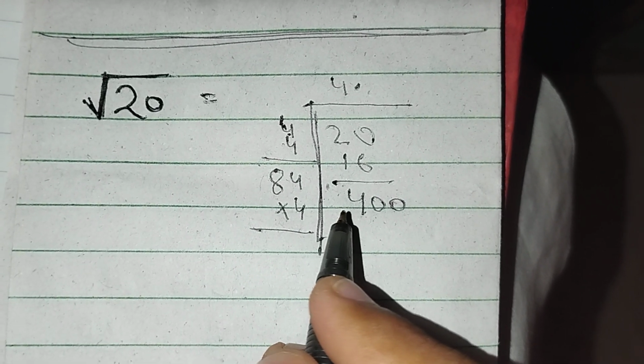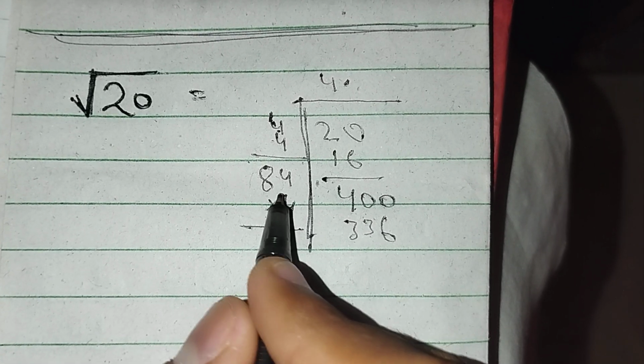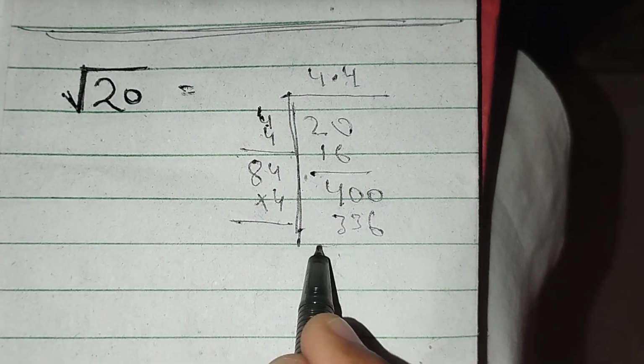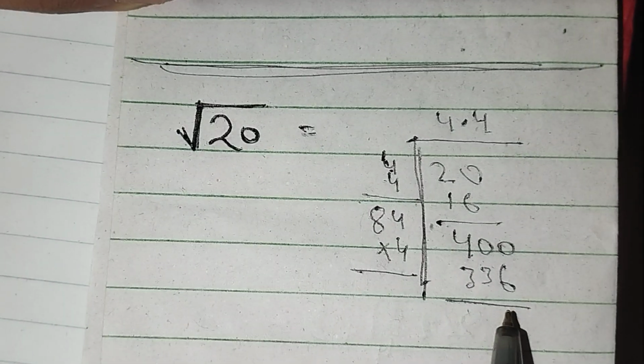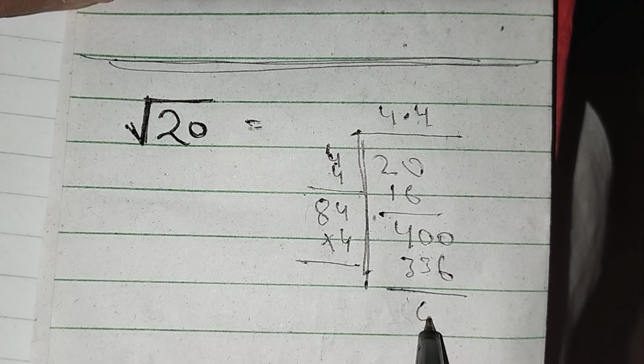Okay, and when we multiply with 4, 84. Okay, then our answer is 336, and we multiply 4 times, so here we write the 4. Okay, so 400 minus 336. Okay, so our answer is 64.